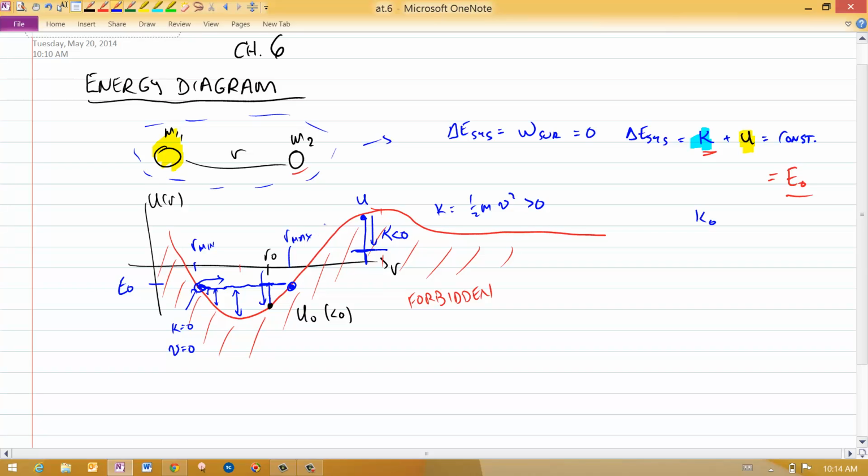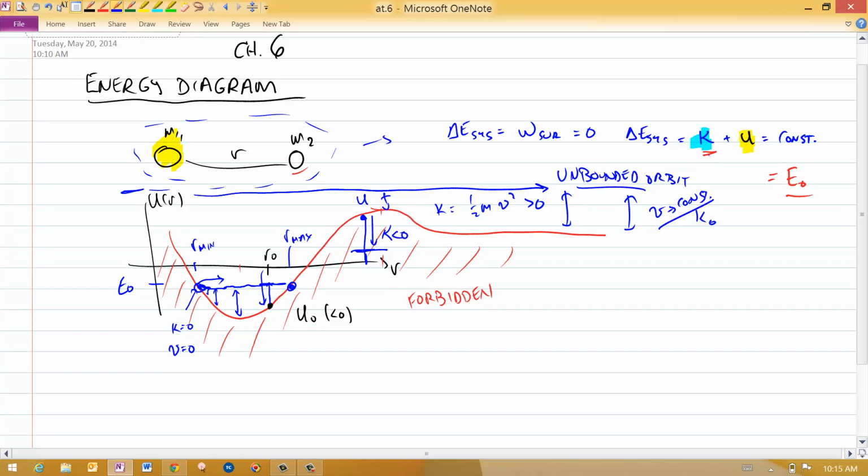for all time. If I pick an energy which is here, a very large energy, now the particle can go out to infinity. It's going with a constant kinetic energy, so its velocity is approaching some constant. It's not stopping, but it's approaching some constant value. It's going slowest here. This is an unbounded orbit. Sometimes it's called a scattering orbit.